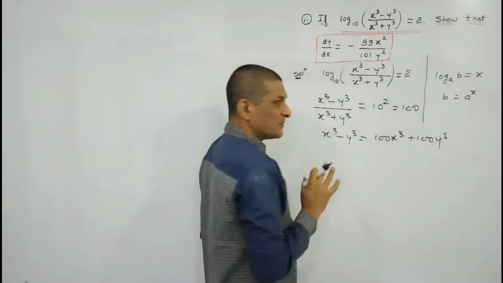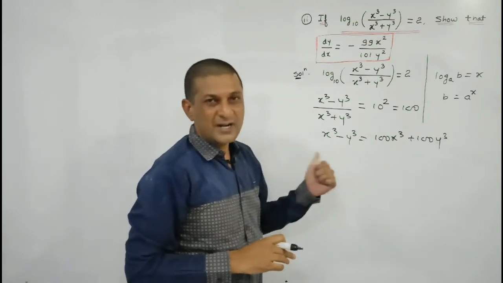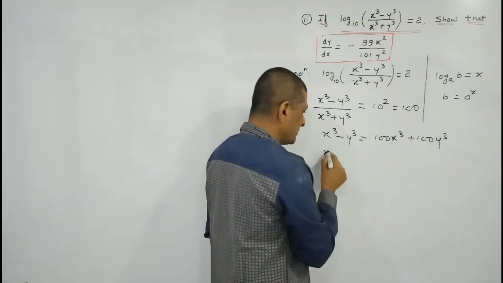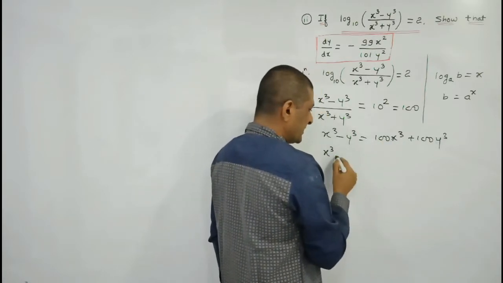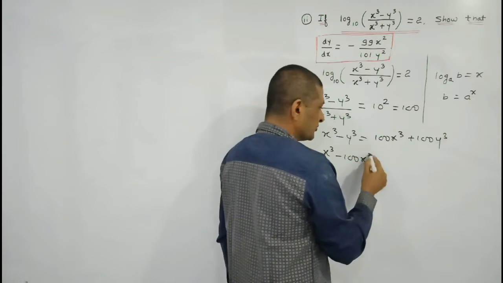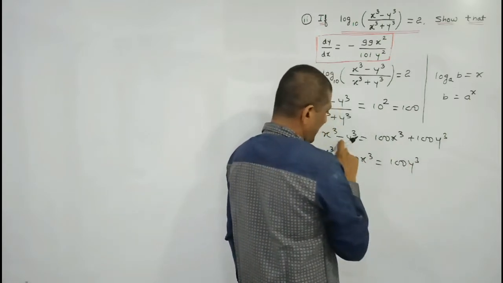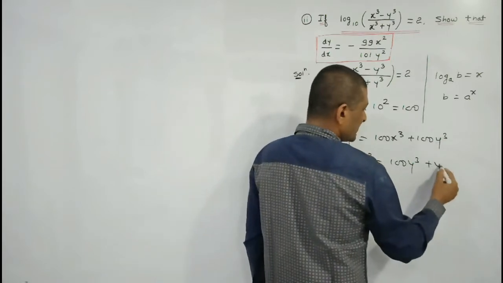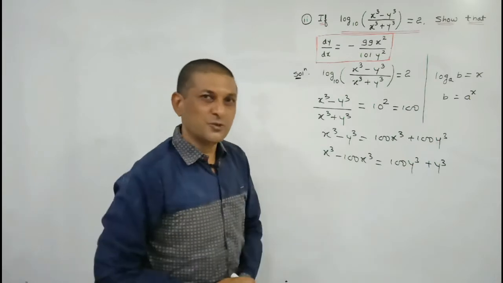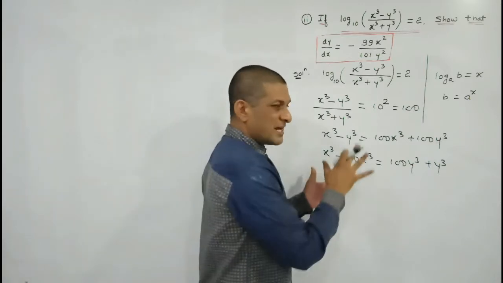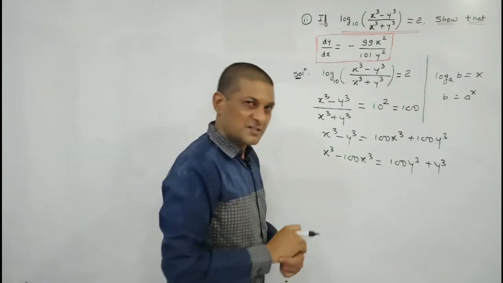Now we are trying to collect the terms of x cube on one side and y cube on another side. So here x cube, keep it as it is, and this 100 x cube on this side will become minus 100 x cube, and on this side 100 y cube, keep it as it is, minus y cube on this side will become plus y cube. Just simply we have collected the terms of x cube on one side and y cube on another side. Now we are trying to simplify this expression, and later on we will differentiate the simplified form.